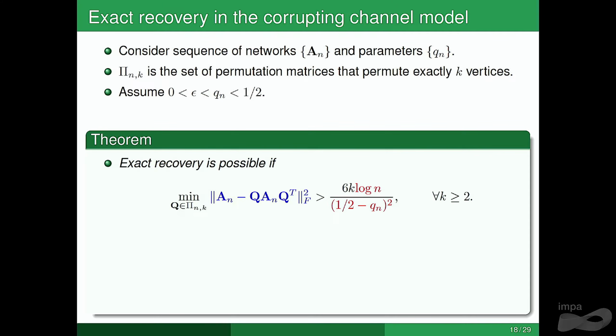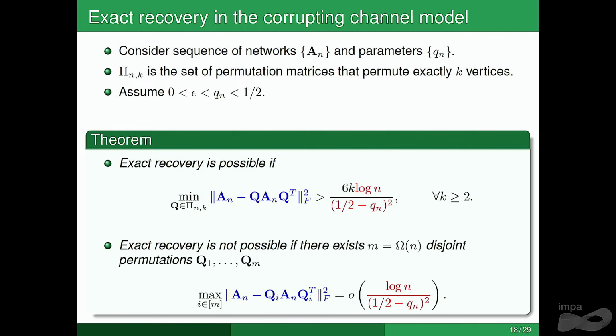So under this model, we have the following result. Here, we're going to be able to match the vertices of the two graphs correctly, as long as A compared with a permuted version of itself, QAQ transpose, has a sufficiently large number of differences, in particular this large number of differences. And you can see here that it depends on the number of vertices that are being shuffled, as well as the number of nodes and the probability of perturbing the edges Q. So if the minimum over all the permutations is greater than this, for all values of k, then we're going to be able to solve the problem correctly.